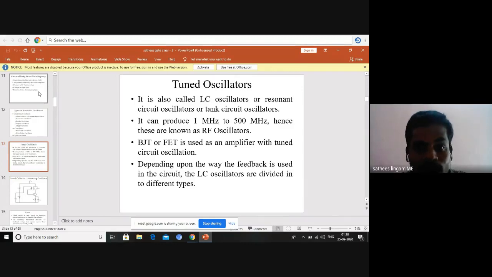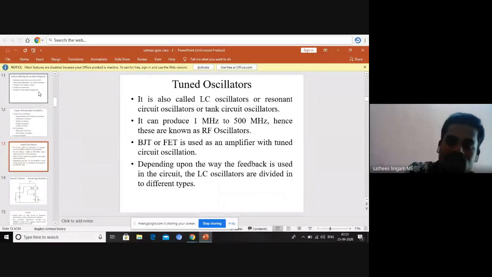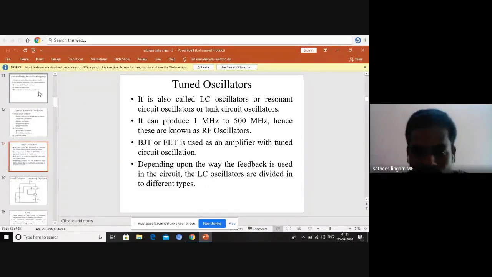It can produce 1 megahertz to 500 megahertz. Hence, this is known as an RF oscillator, because the RF signal range is from megahertz up to 500 megahertz. If it is producing in this range, it comes under the category of RF oscillator.